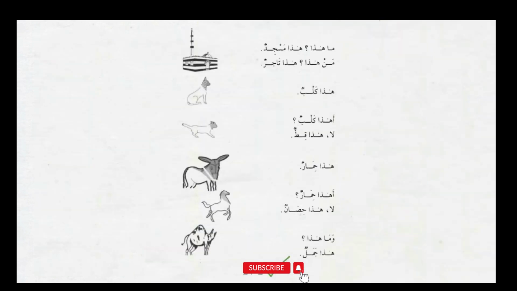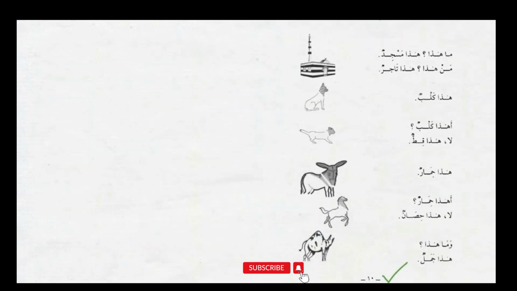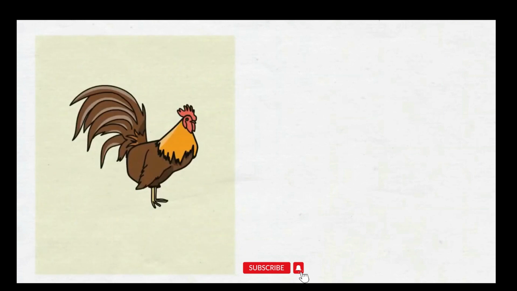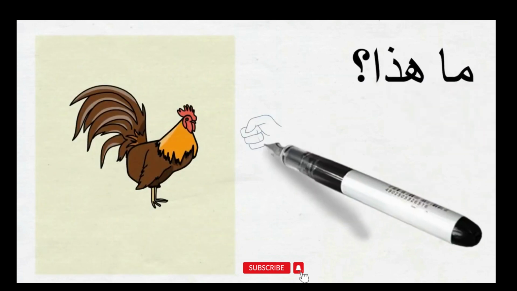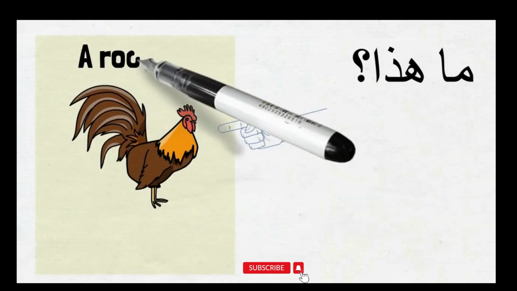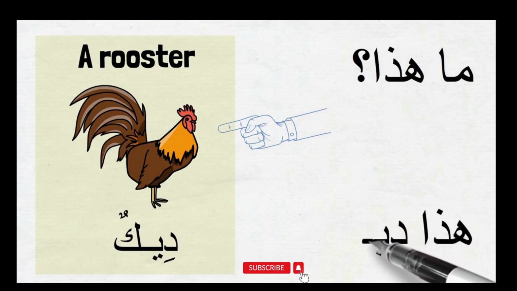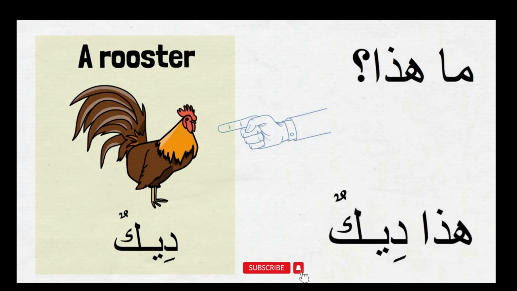Done with page 10. We are picking up speed if you notice. Let's move on to page 11 and finish up the rest of the examples. ما هذا؟ What is this? A rooster. A rooster in Arabic is ديك. So the answer should be هذا ديك.